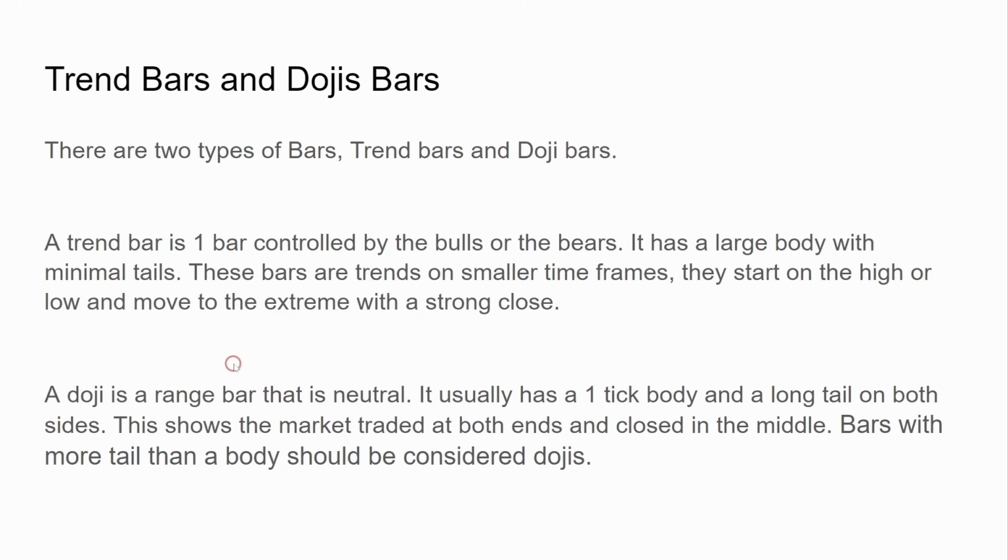A doji is a range bar that is neutral. It usually has a one-tick body and a long tail on both sides. This shows the market traded at both ends and closed in the middle. Bars with more tail than body should be considered dojis.